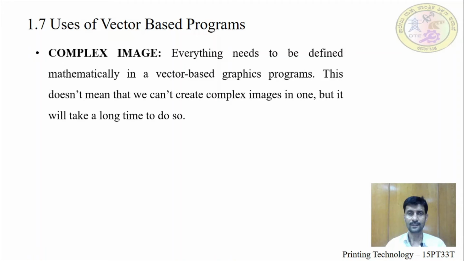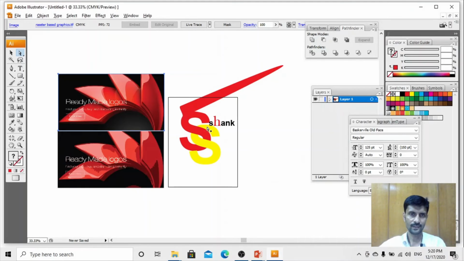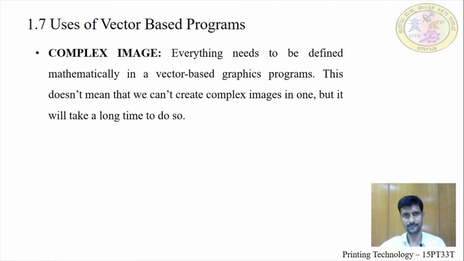In Illustrator, we can create both normal images as well as complex images. Normal images are always made very quickly and fast. Complex images can be created in Illustrator, but it takes more time, and even the file size will increase. See, this S and S overlapping is normal, but interlocking and creating both of these images is most complicated. To create that, it will take more time, but we can create it.